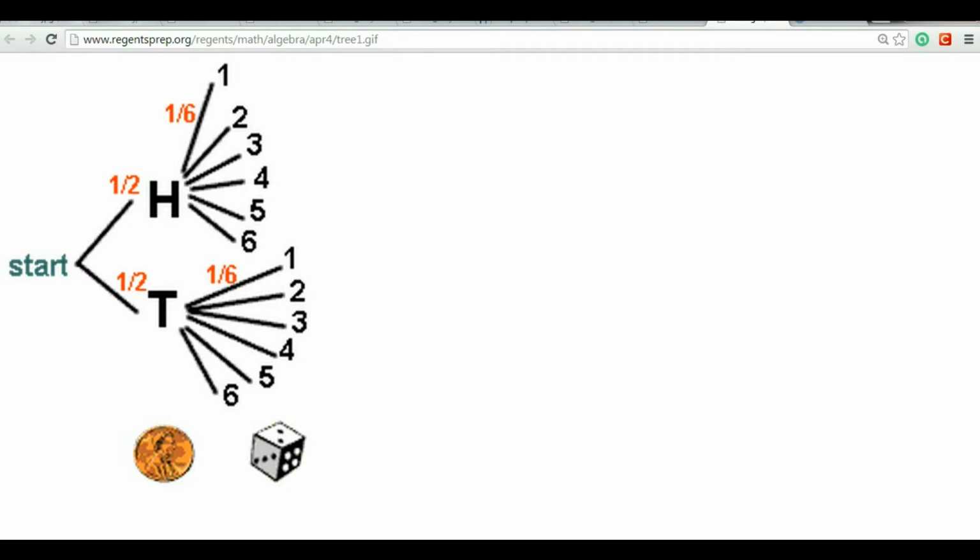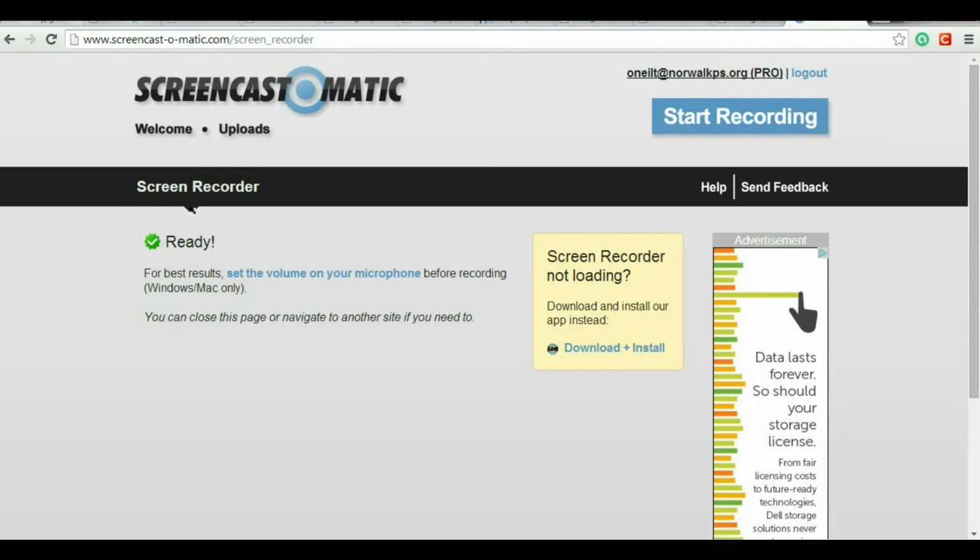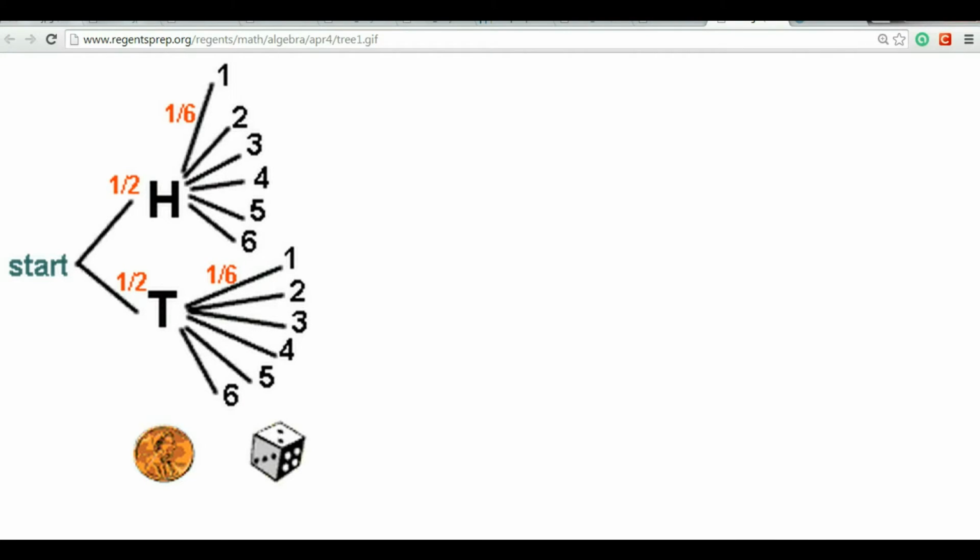Okay, so there's 12 different outcomes. I could get a head and a 1 through 6, or a tail and a 1 through 6. So that's it. That's the introduction to this chapter, and we'll get into the notes.